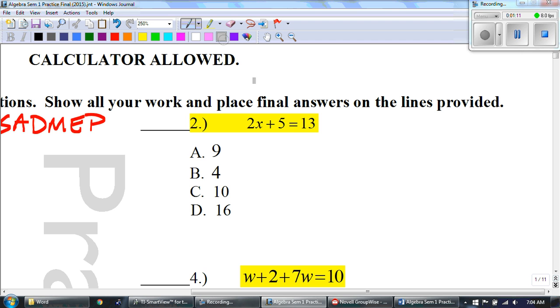Okay, so now we're getting into a two-step problem. What we have to do now to solve for x is get rid of addition or subtraction first. So I'm going to subtract the 5 from both sides. Then we get 2x equals 13 minus 5 is 8. And then to get the x by itself, we divide by 2. When we divide by 2, we get 4. So x equals 4.